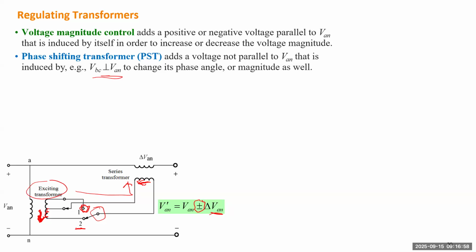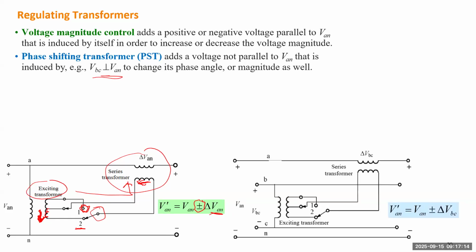You can keep the series transformer here to control phase A, but for the exciting transformer, you can move to connect the primary side to a different phase. It can be phase B, phase C, or for this design, it tries to get the voltage between B and C. By still using this design, you can switch between 1 and 2. That will add a little voltage to phase A, but this little voltage is proportional to the voltage between B and C. So why do we need to use the VBC?